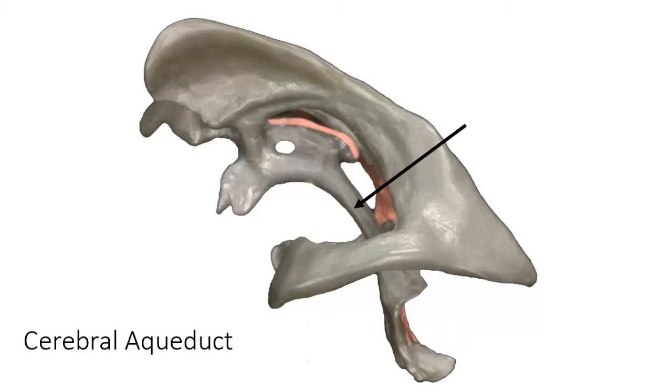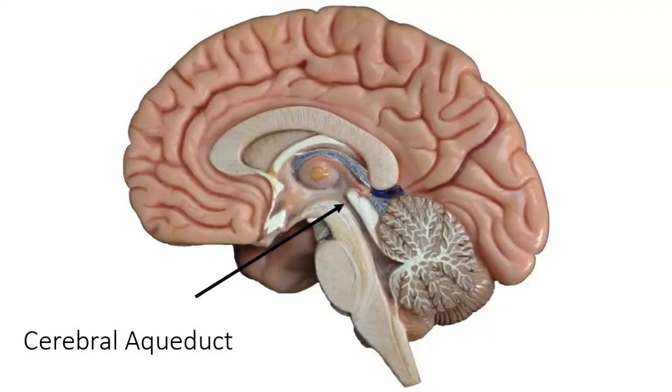Now you can see it here in our brain model. There's the cerebral aqueduct, right here. The cerebral aqueduct is found inside the midbrain. The cerebral aqueduct connects the third and fourth ventricle.